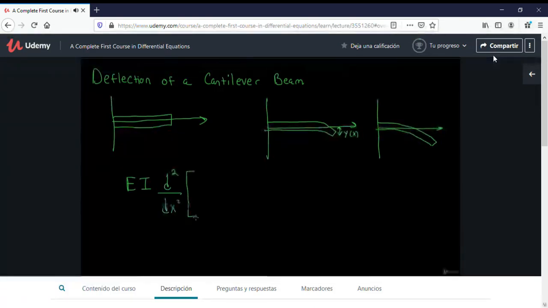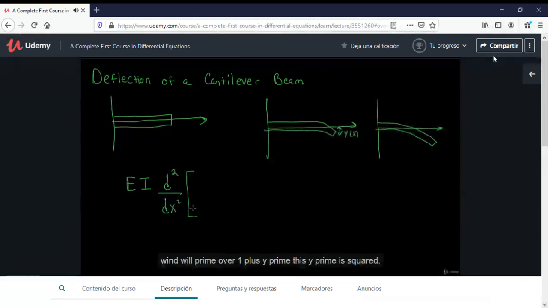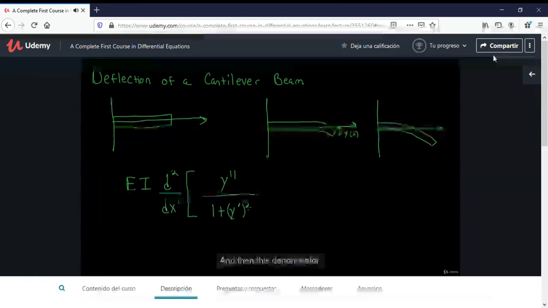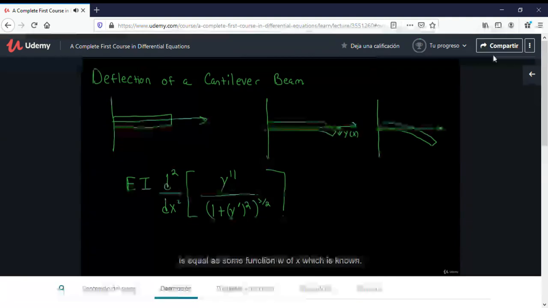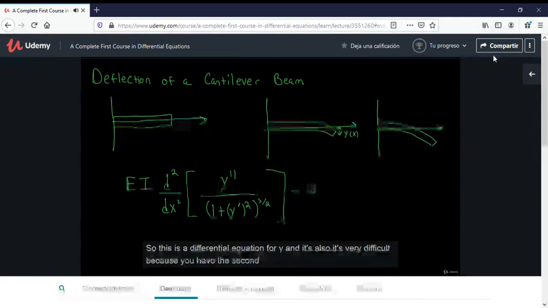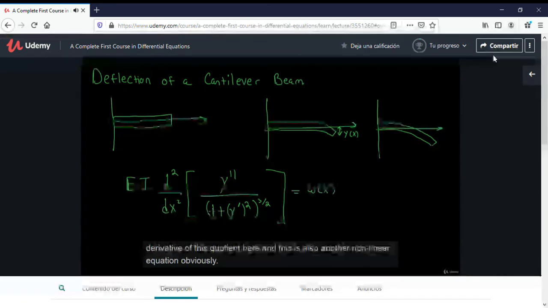of y double prime over (1 plus y prime squared) to the power of 3/2. And then this is equal to some function w of x, which is known. So this is a differential equation for y, and it's very difficult because you have the second derivative of this quotient here, and this is also another nonlinear equation, obviously.